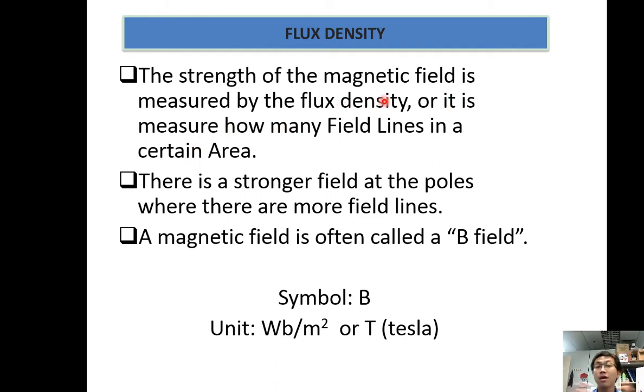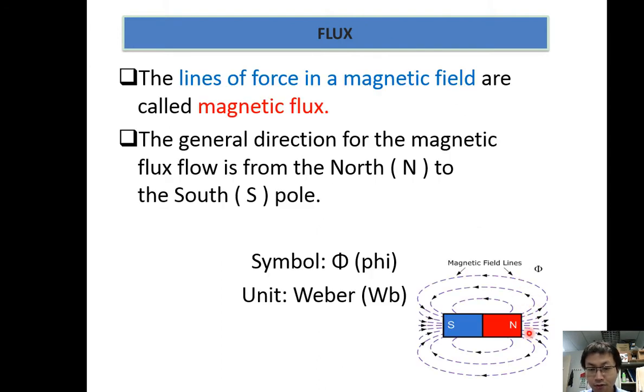So how good is the strength? We use flux density to define it, or it measures how many field lines lie in a certain area. There is a stronger field at the poles where there are more field lines. For example, more field lines here means a stronger field. Fewer field lines here means it is not strong.